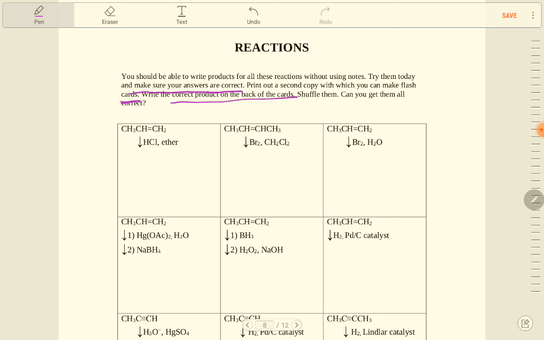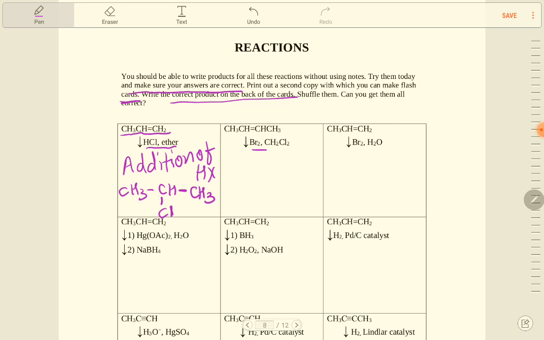So this is CH3CH double bond CH2 with HCl, HX and ether. So again it's an addition of HX reaction. Addition of HX reaction, and you should get CH3CH, remember the double bond breaks, and Cl is going to attach on this carbon and this product forms.